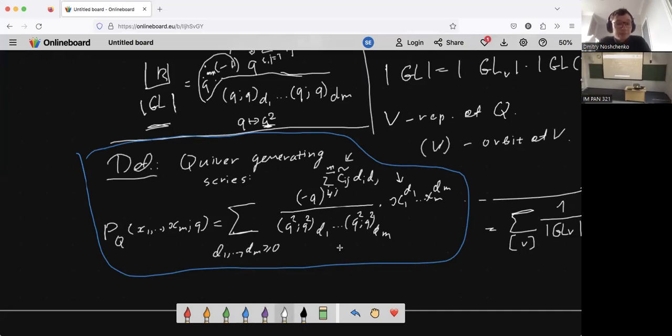Yes, any questions on the derivation, or is it more or less clear?